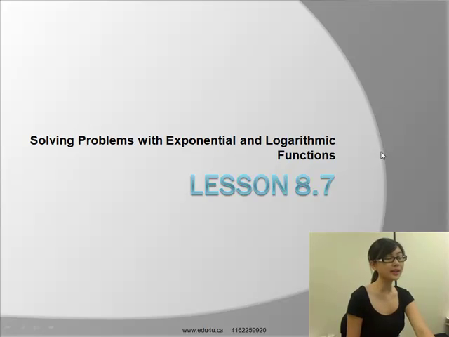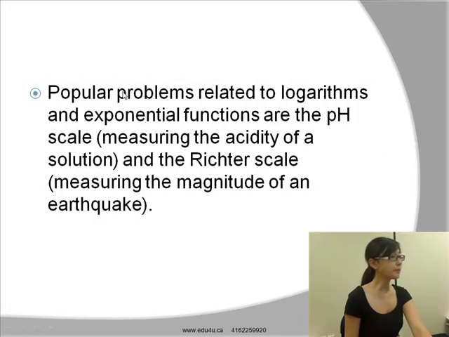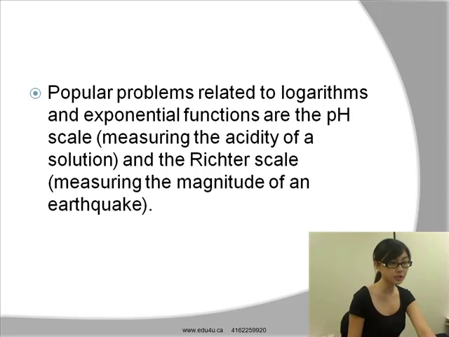Hi everyone, we're starting on lesson 8.7 today, solving problems with exponential and logarithmic functions. Popular problems related to logarithm and exponential function are the pH scale, which is very widely used in chemistry when you're given a solution and you have to measure the acidity of it. And the Richter scale, which is widely used in geography when you have to measure the magnitude of an earthquake.